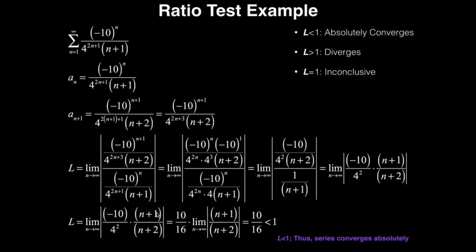Now, because I'm taking the absolute value of negative 10 and 4 squared, now for the 4 squared it really doesn't matter, but I'm taking the absolute value of all these constants, which I can pull out. There's no n in either of these number terms, so I can pull them out in front of the limit, and when I pull the 4 squared out, nothing happens. I'm just going to say it's 16. But when I pull the negative 10 out, it becomes positive since I took its absolute value. So I have 10 over 16 times the rest of the limit. So the limit as n goes to infinity of n plus 1 over n plus 2.